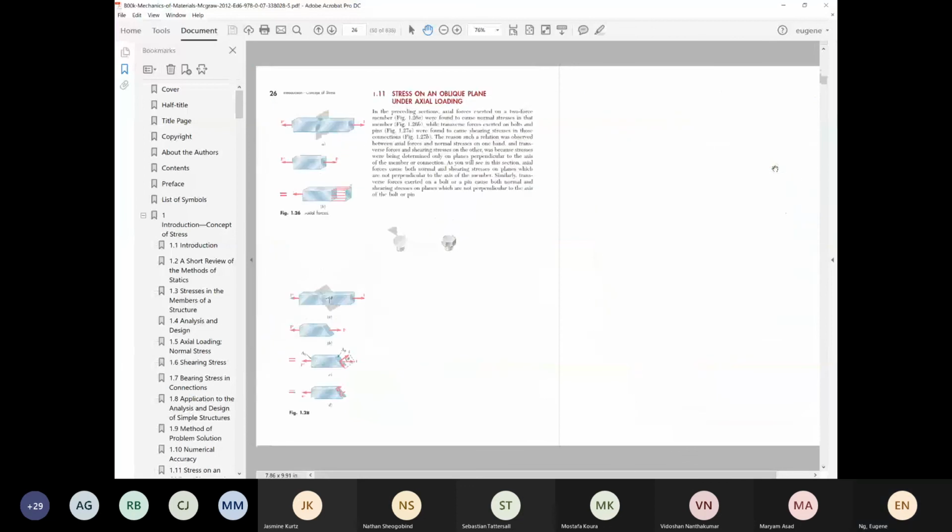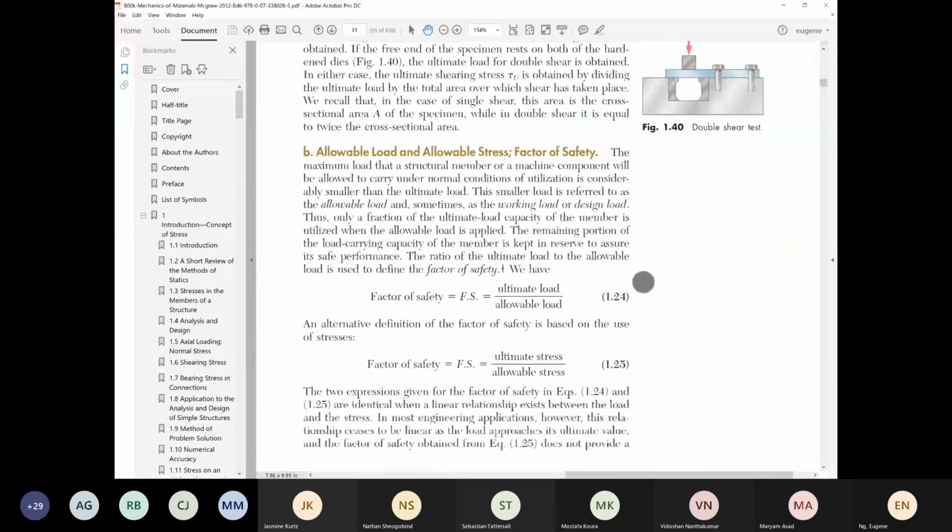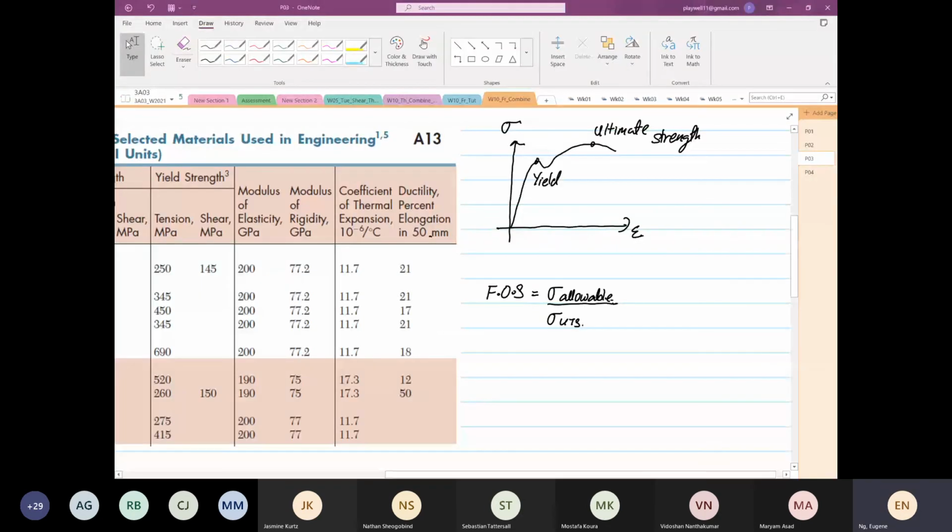Wait, so if you look at the textbook, where is it? Oh, I got it the other way. Ultimate over allowable. So you can see here it's ultimate load or ultimate strength divided by allowable. Sorry, I got it the other way. Now I'm embarrassed. Okay, so I got it the other way. Ultimate strength over allowable is always greater than 1, sorry. So that's where Nathan is right.